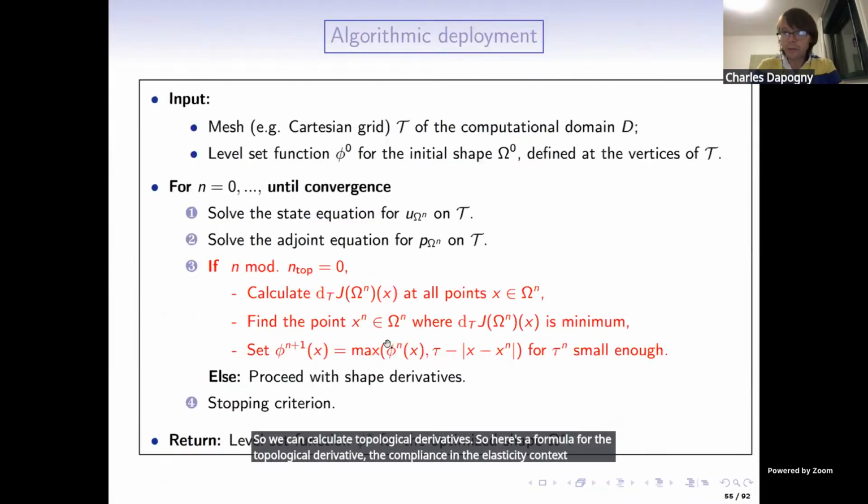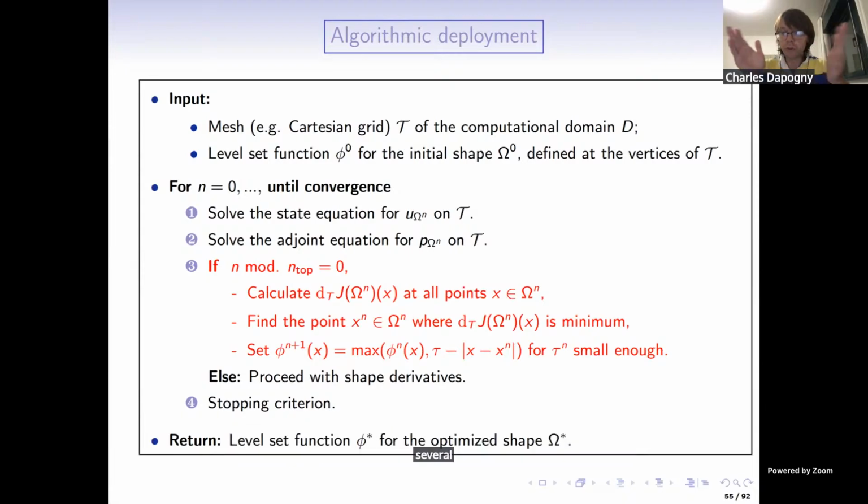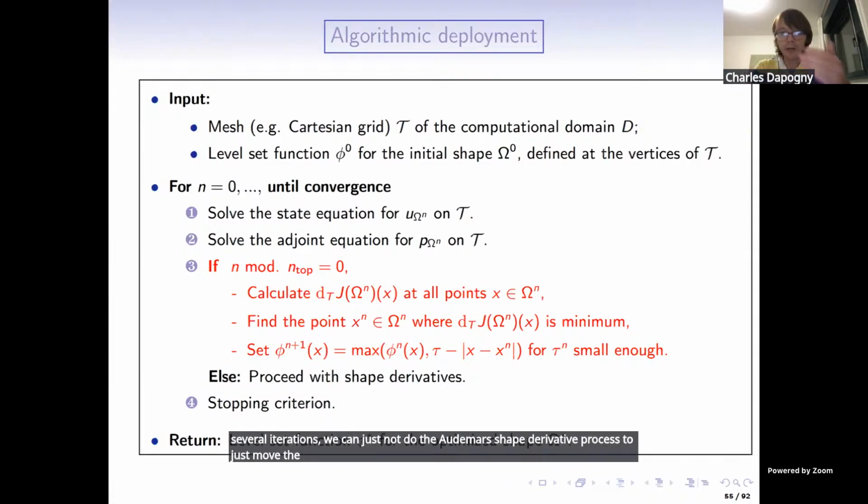And we can actually incorporate this into the shape optimization framework that Grégoire recalled at the beginning of the lecture. Every several iterations, we can just not do the Hadamard shape derivative process to move the boundary of the shape, but instead we can calculate topological derivatives, inspect where it is minimum inside the shape, and insert a small hole inside the shape where it is, to try to decrease the functional by insertion of a hole.